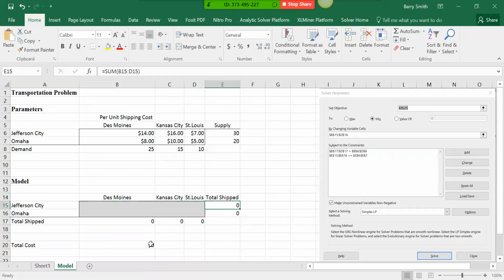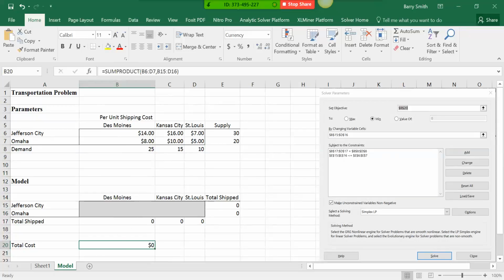Total shipped is just going to be the sum of those 3. And when we sum those up, that's going to be the total shipped here. And then this will be basically the total shipped to Des Moines, to Kansas City, and to St. Louis. And then our total cost is basically the number in B6 times the number in B15 plus the number in B7 times the number in B16, and then C6 times C15 and C7 times C16, and so on.